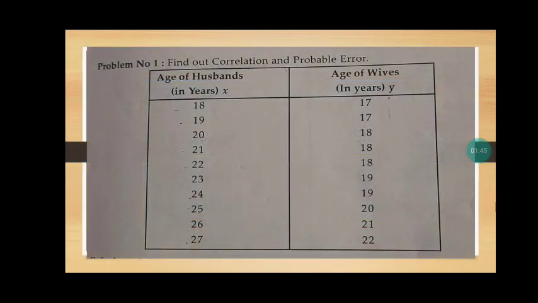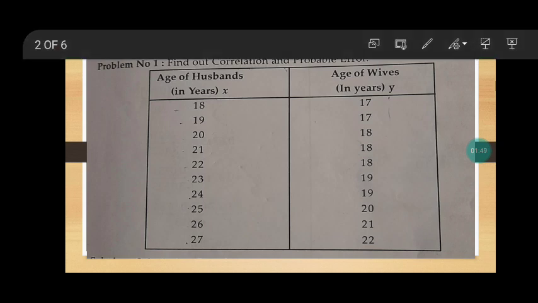So here is your question. See what is given in the question: find out correlation and probable error. As far as the concept of probable error is concerned, we are going to discuss it in the coming lectures, but today we will see how to find out correlation by applying the Karl Pearson's coefficient of correlation formula.